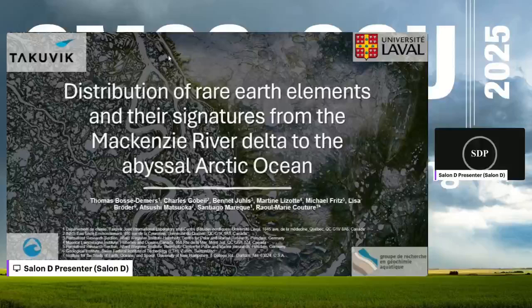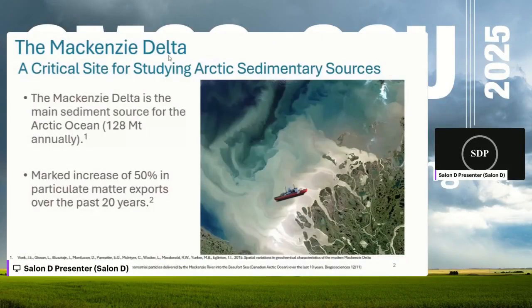But to better understand what the project is, what we want to do, first we need to talk a bit about the Mackenzie Delta. It's a critical site if we want to study the sediment export to the Arctic Ocean, because it's the main sediment source to the Arctic Ocean. We're talking about 128 megatons annually. And in the last 20 years, there was a marked increase in particulate matter export of about 50%. So we know that there is more particulate matter, but we don't know where it's going. We don't know what the fate of it is. And that's what we want to see.